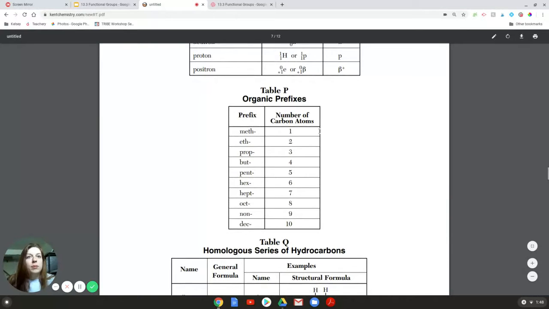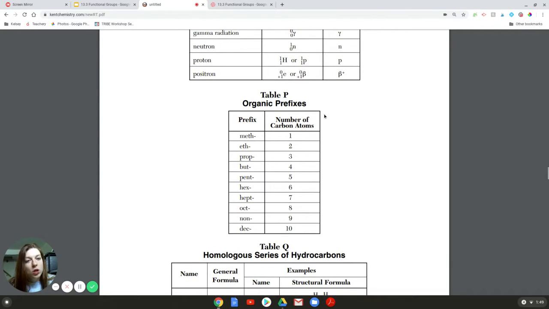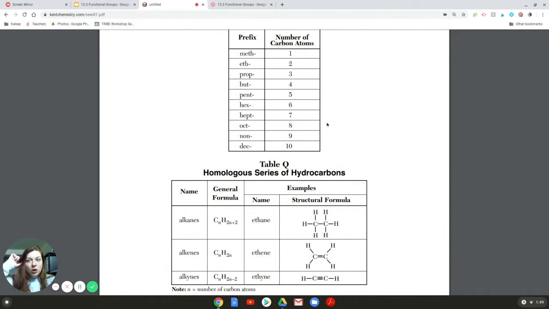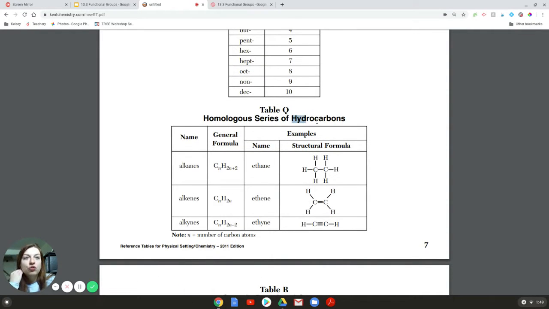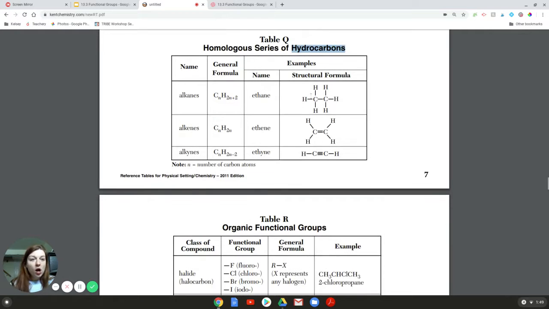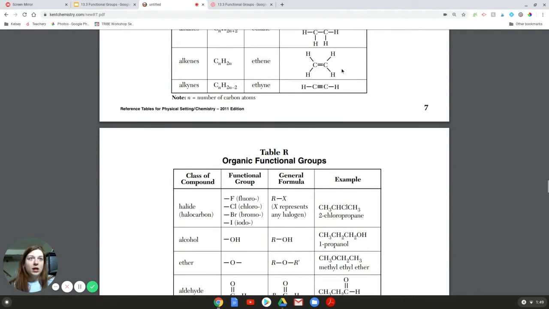So you should remember that table P is going to give us the number of prefixes based on the number of carbons in our molecule. And then table Q is going to show us the basic formula for hydrocarbons, meaning with no attachments. So you can always use table P, but for table Q, that's just for hydrocarbons. And then table R is once we start adding new atoms that are not carbon and hydrogen.